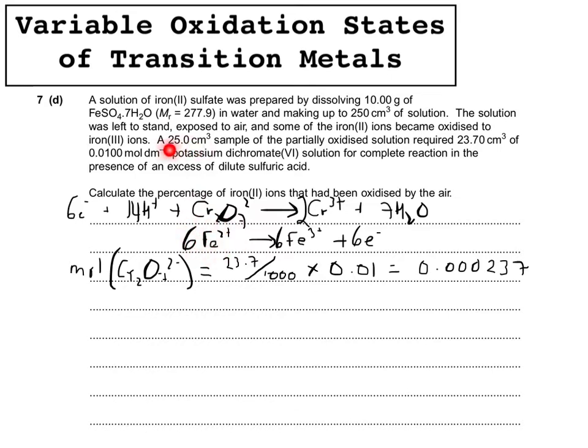And then from the ratio of 6:1, we can work out how many moles of iron 2+ there were left in the 25 cm³ sample. So we can work out moles of iron 2+ in 25 cm³ by timesing the number of moles by 6, so 0.0000237 times 6, and that gives us 0.001422.